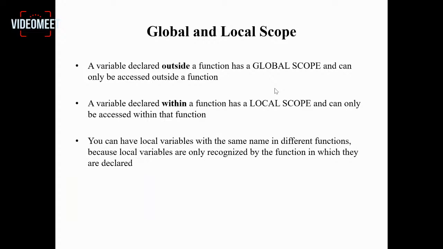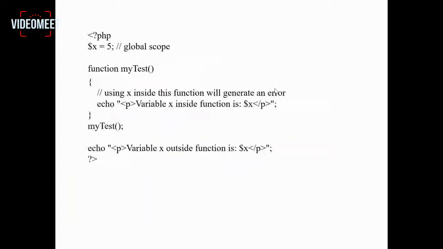So if you declare a variable inside a function and you can access it only within the function, then that is local scope for that variable. And if you declare a variable outside a function, then that is a global scope and you can access that variable's value only outside a function. You cannot access them inside a function. I'll show you with an example program here.